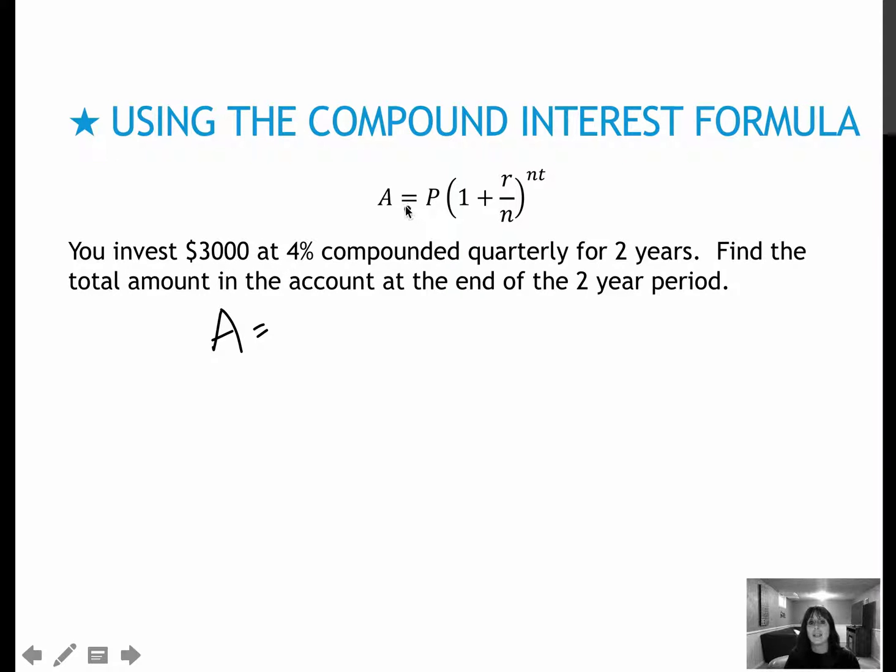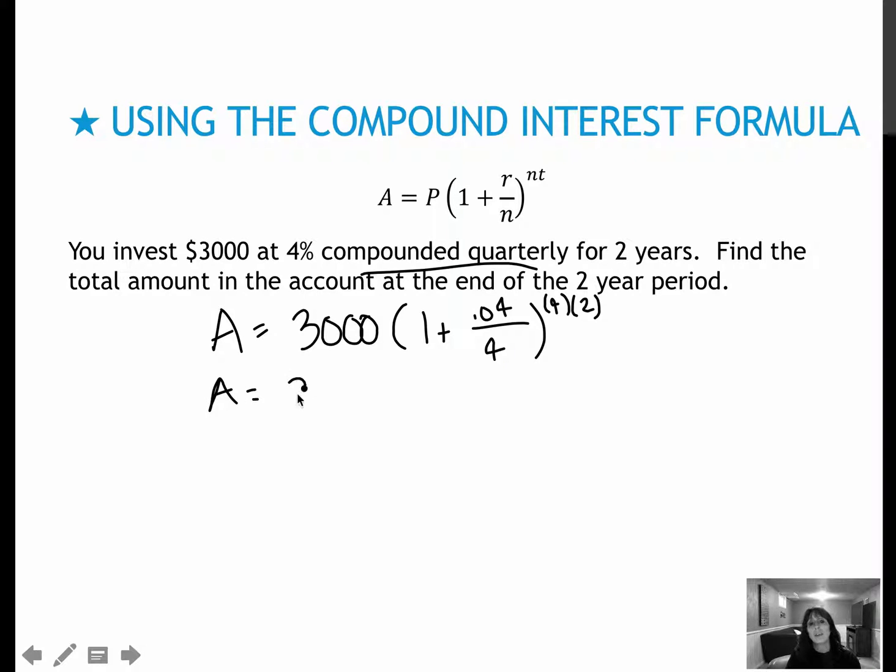So I'm trying to find the accumulated amount, so the total amount in the account at the end of 2 years. Principal is 3,000. Rate is 4%, so 0.04. N, compounded quarterly, means N is 4. And then N times T is 4 times 2. Again, I'm going to clean it up before I break my calculator out. 0.04 divided by 4 is 0.01. I add that to the 1. 4 times 2 is 8. That means there's 8 times that interest is compounded, 4 times per year for 2 years.